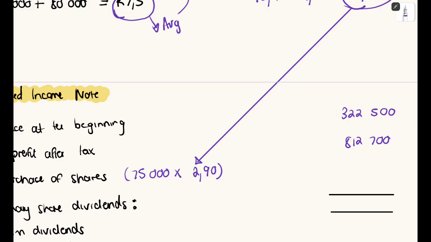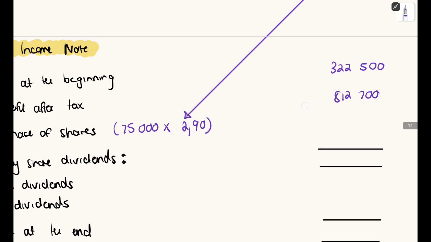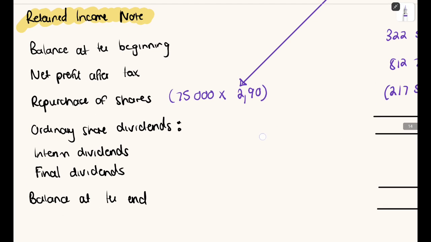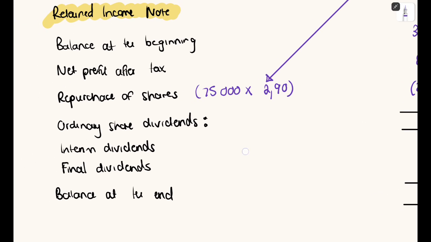So now I'm going to say 75,000 times 2.90, which is going to give me 217,500. And remember, your buyback is always in brackets, right? Because it's minusing from your retained income.